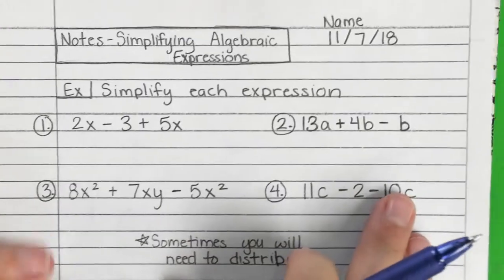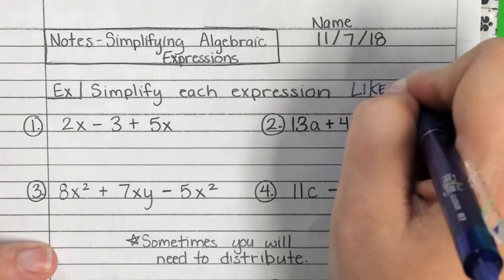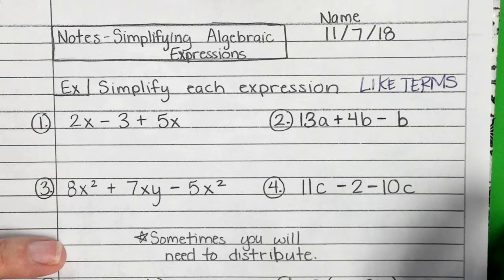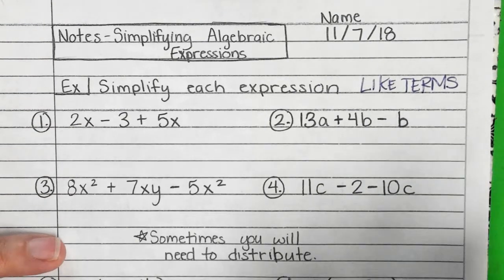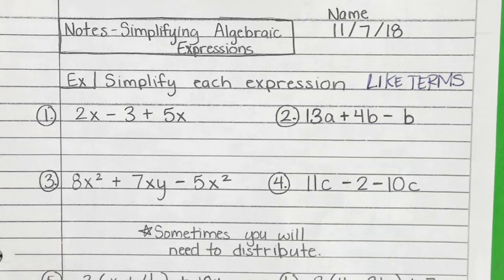When we simplify expressions, we are using what we call like terms. This was one of your vocab words from this week. Like terms means we have the same numbers or the same variable to the same power. What am I talking about when I say power? The exponents. Exactly. So we're going to have to pay close attention to that because we all know that x is not the same thing as x squared.